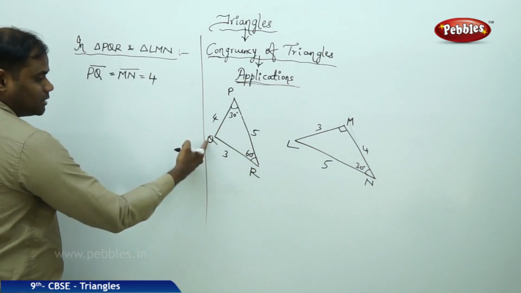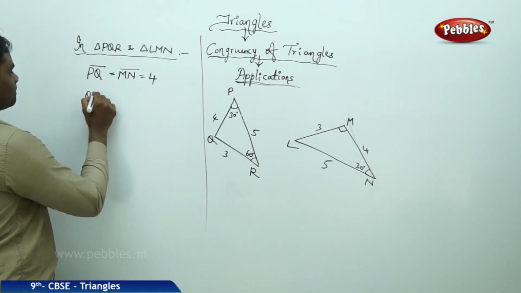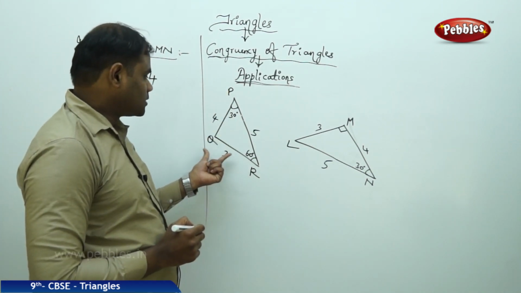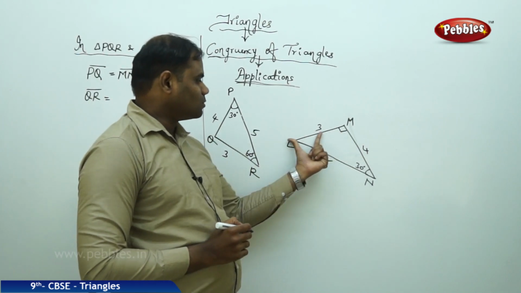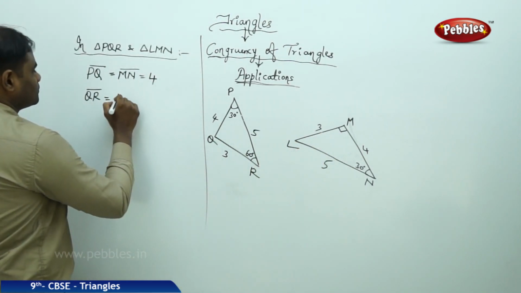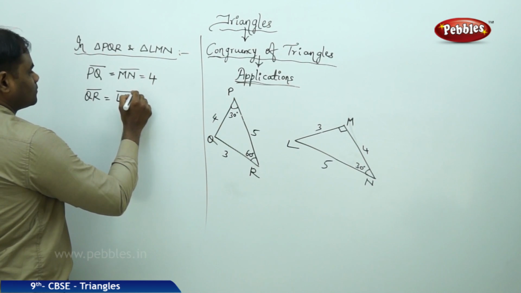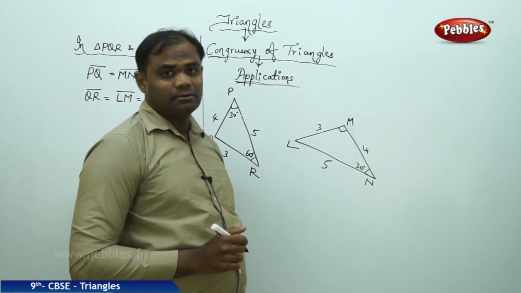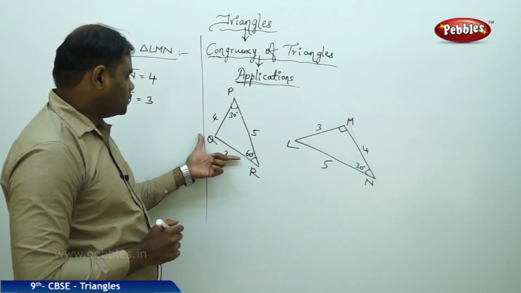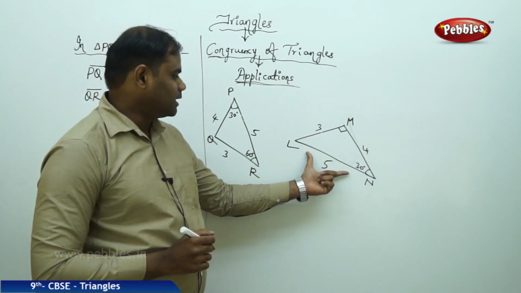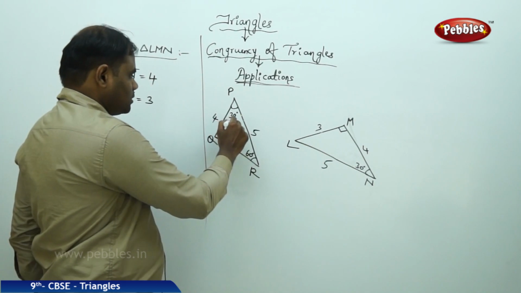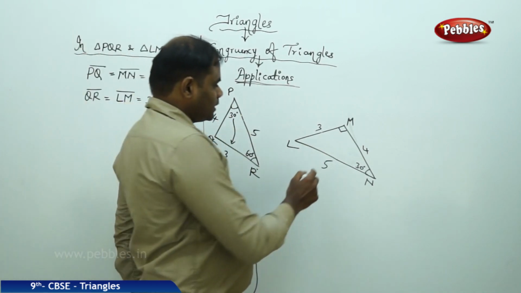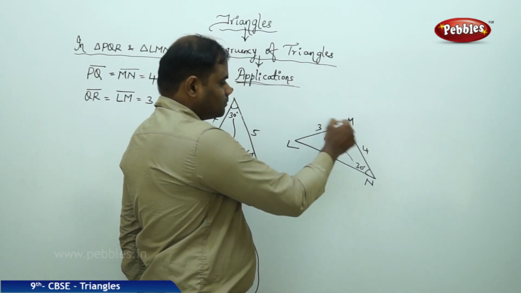Similarly, let me take the next side QR. The side QR of the triangle PQR is 3, and its corresponding side LM also is 3. This is how we understand the second side. The corresponding side of QR is LM because the side opposite to the 30 degree angle is QR in one triangle and LM in the other, which is 3.